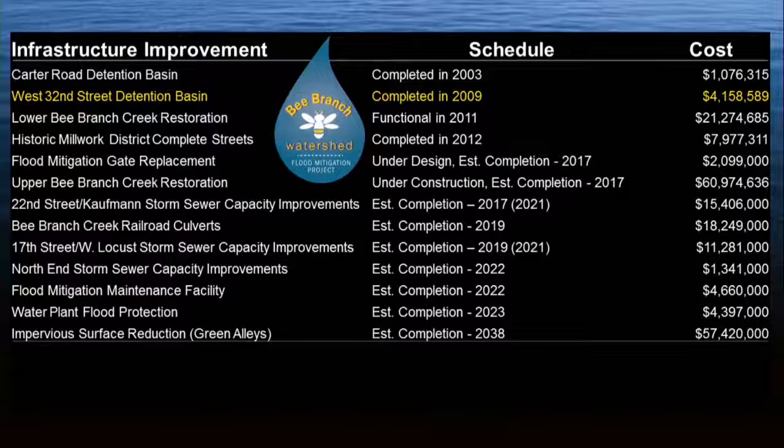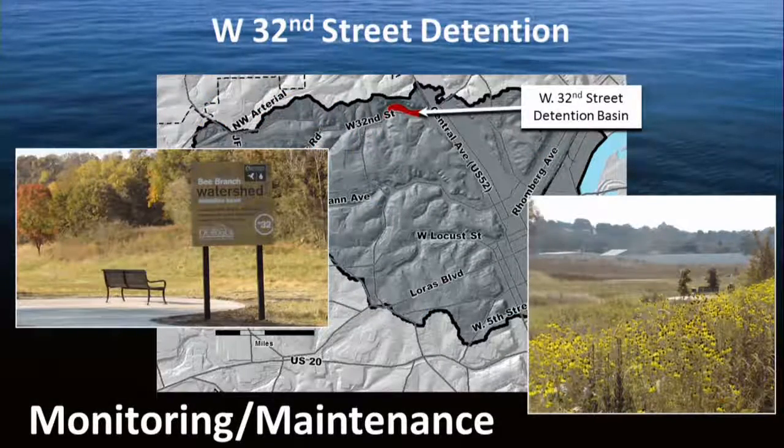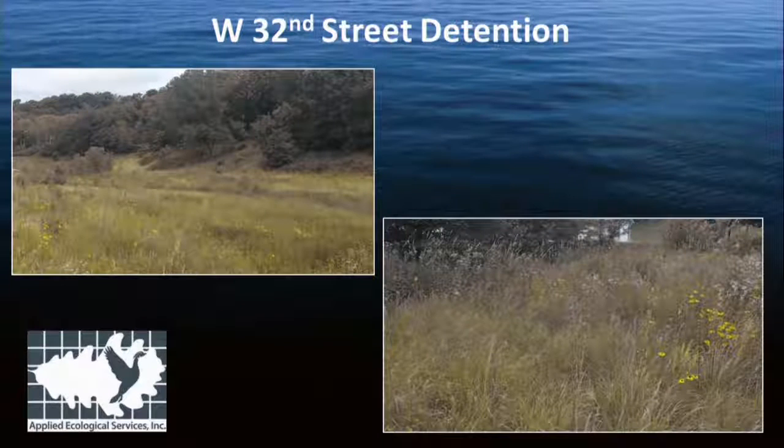So I'm just going to step through each one of these phases and give a brief update on some of them and a little more detail on others, on where we are and what we're doing. West 32nd Street Detention Basin was completed in 2009, but as with any public infrastructure, we need to maintain it and monitor it, make sure it's doing what we need it to do during a rainstorm. So just this spring, we had an assessment done to look into the growing, the plantings, the establishment of the prairie grasses and the wetlands.